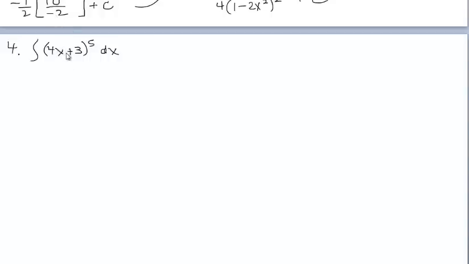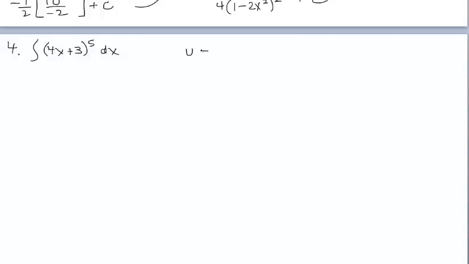Okay, so if I'm trying to find the antiderivative, I certainly don't want to expand this 5 times and then do a reverse power rule on all the terms. So we want to use u substitution to help us with this problem. All right, I see a power. I'm thinking the inside function would be my u.